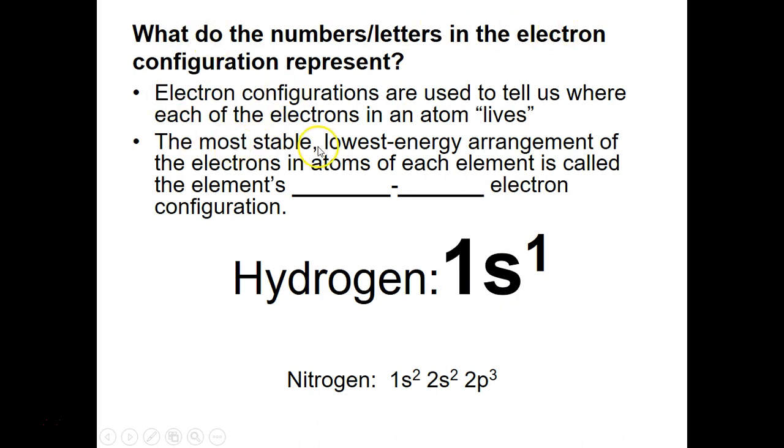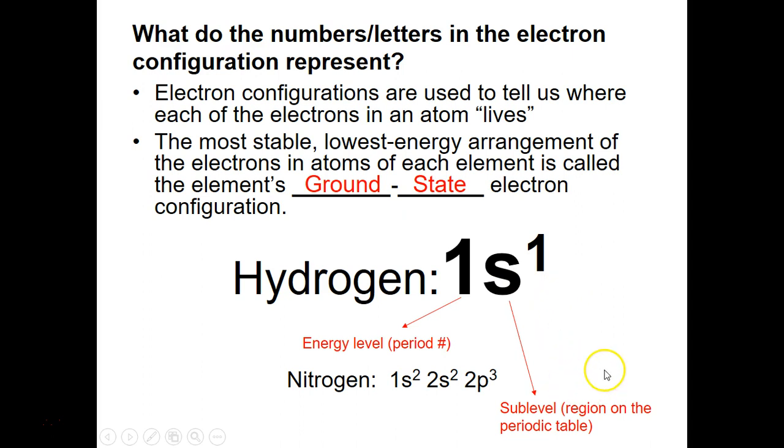Well, the most stable, lowest energy arrangement is called the ground state electron configuration. And for hydrogen, the ground state electron configuration is 1s1. Well, we have 3 different parts here. We have the coefficient, the letter, and the superscript. The coefficient tells us which period number or which energy level those electrons are occupying. The lowercase letter, it could be S, P, D, or F, tells us which sublevel those electrons are in. And the superscript tells us how many electrons are in that particular sublevel.